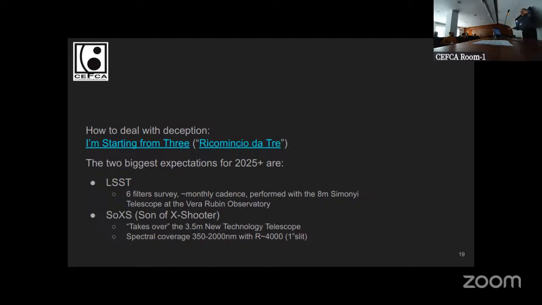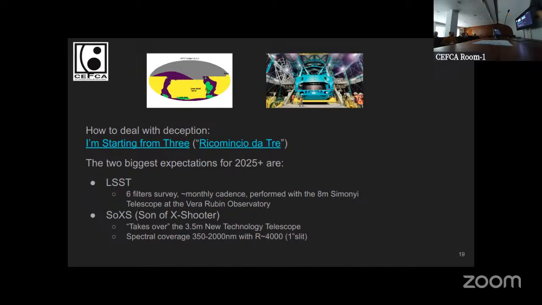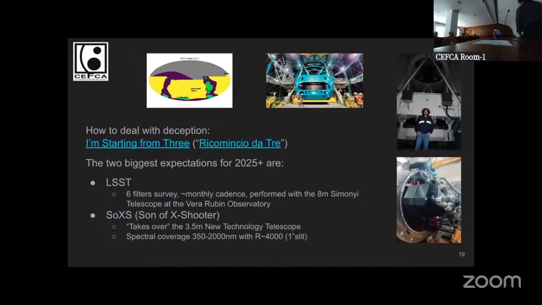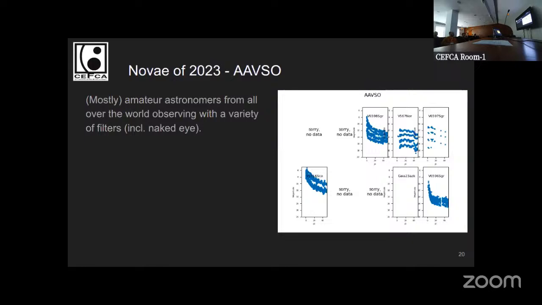We're all expecting the LSST, SOXS. LSST, you probably heard about it. And SOXS, you may or may not have heard about it. Beautiful instrument on the NTT, should come online next year. If I look at the 10 novae of last year, these are the light curves from the AAVSO, and this is thousands of amateurs around the world. The different lines are different filters that they've been observing in, and you can see none of them peaks the rise.